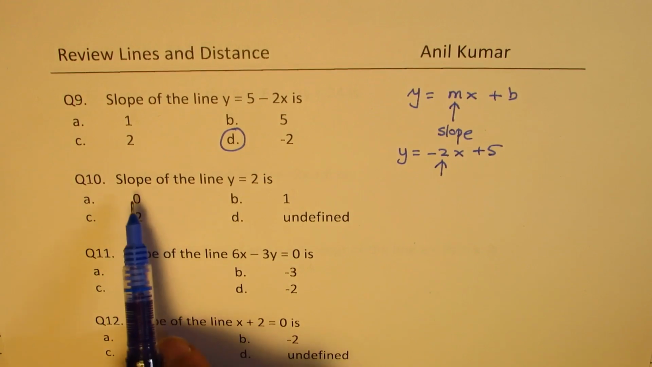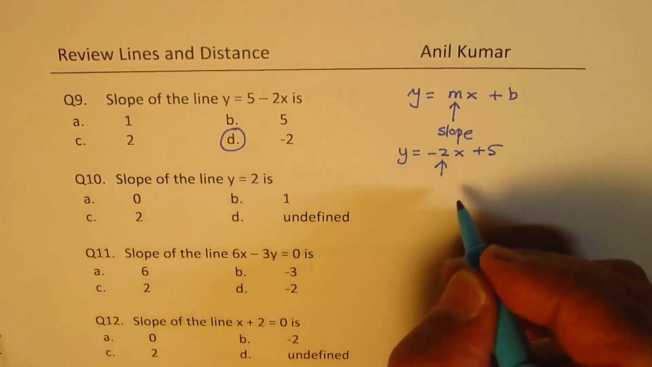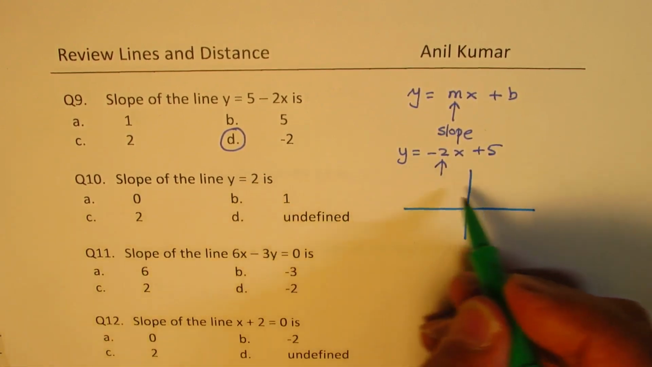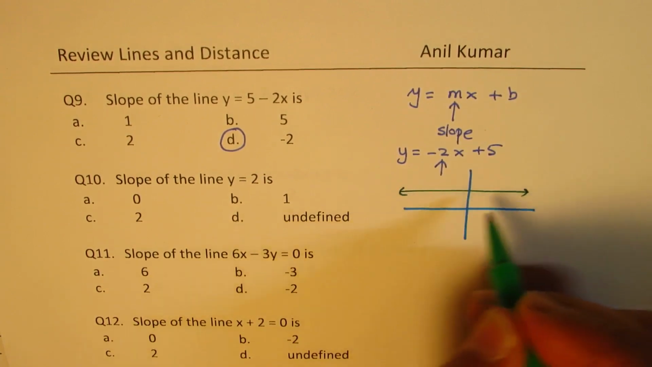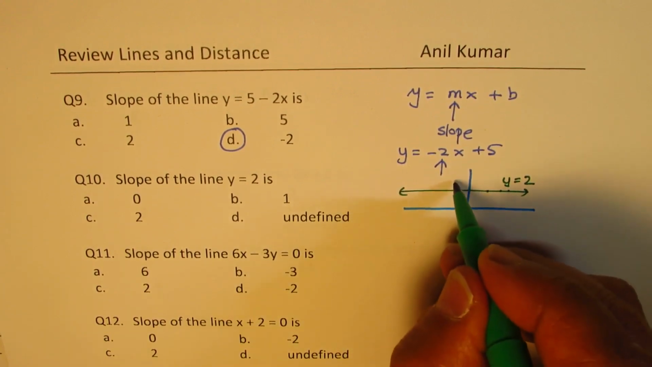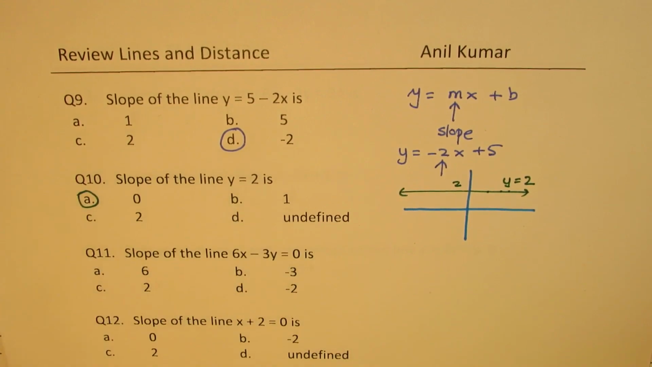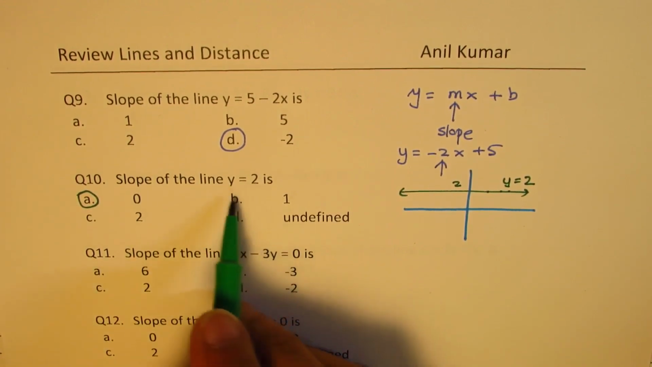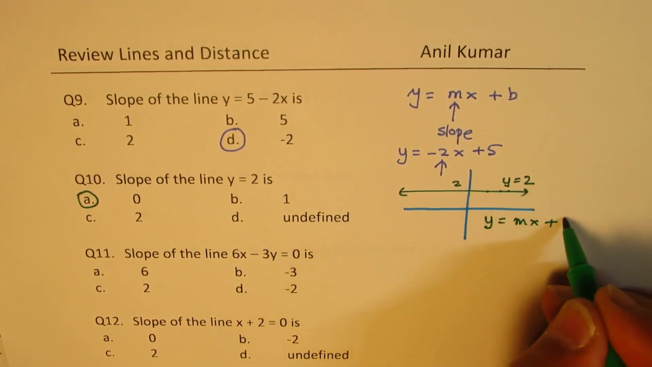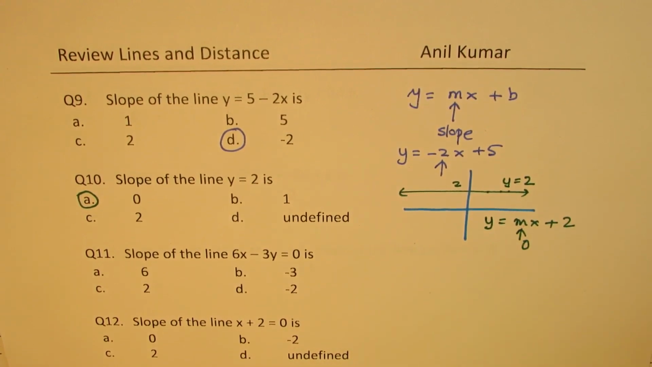Question number 10. The slope of the line y equals 2 is what? Now I'd like you to sketch this line y equals 2 to find the slope. y equals 2 is a horizontal line where at every point the y value is 2, right? So every point y value is 2. So a horizontal line has slope 0. Is that clear to you, right? So here you can think like this: y equals mx plus the y-intercept of 2. So m is 0 here, right? So 0 plus 2. Perfect.